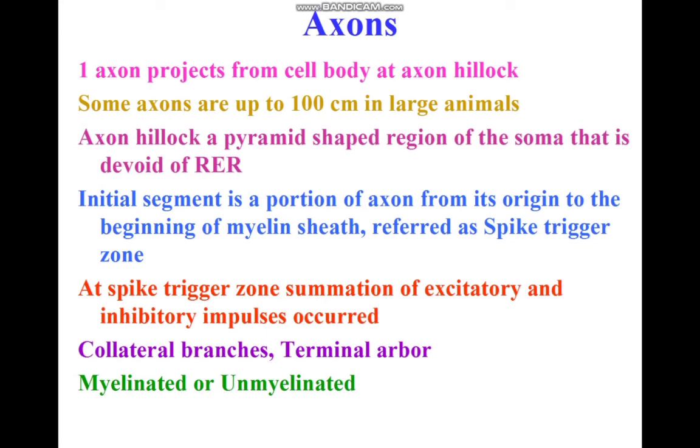Then axons. The axon projects from the cell body at the axon hillock. Some axons are up to 100 centimeters in large animals. The axon hillock is a pyramidal shaped region of the soma that is devoid of rough endoplasmic reticulum, that is, there are no Nissl bodies present there. The initial segment is the portion of the axon from its origin to the beginning of the myelin sheath, referred to as the spike trigger zone. At the spike trigger zone, summation of excitatory and inhibitory impulses occurs.